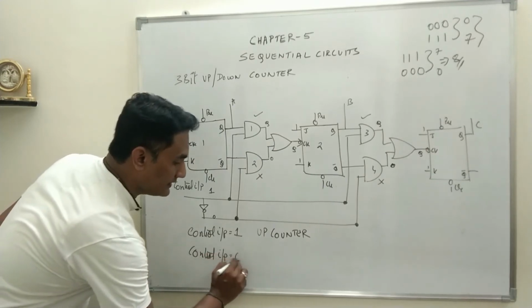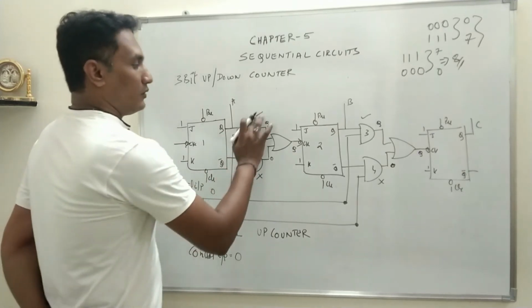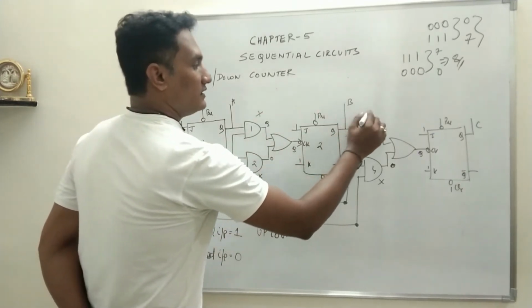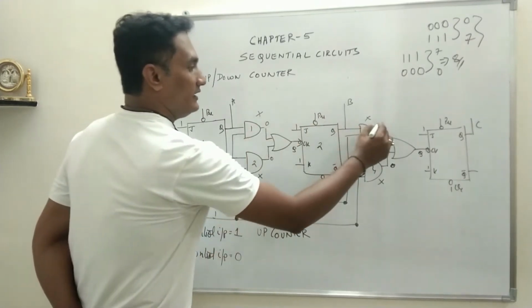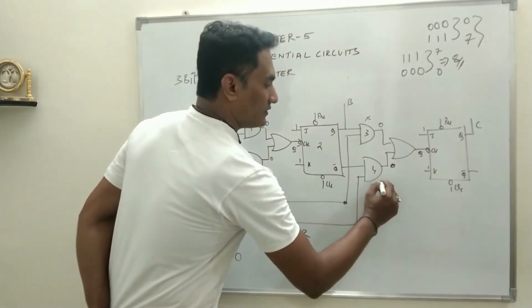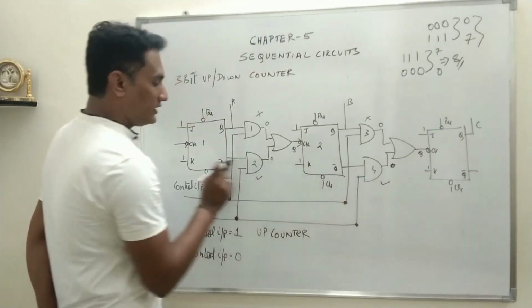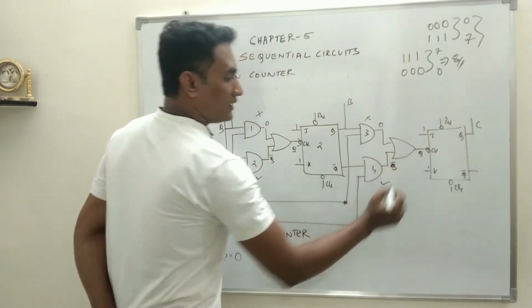Now suppose the control input is 0, so the upper lines become 0, the lower lines become 1. Now AND gate 1 and 3 are deactivated, so output of 1 and 3 will be 0, and 2 and 4 will be activated. So the output of 2 and 4 will depend upon Q bar. So output of 2 and 4 will be Q bar.